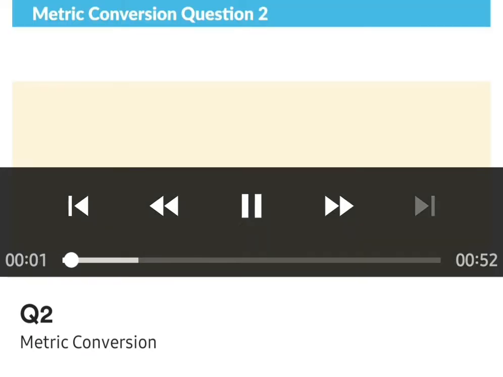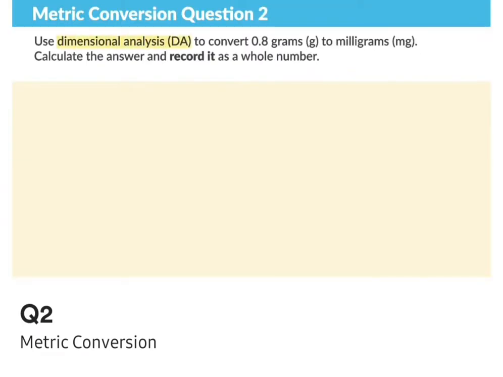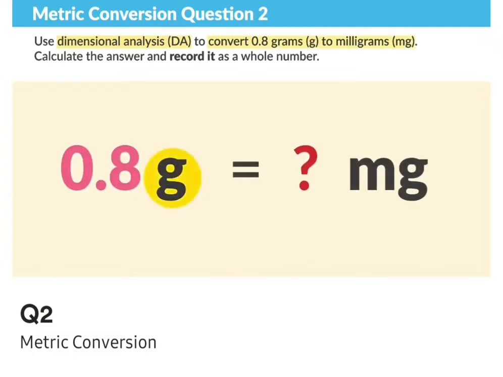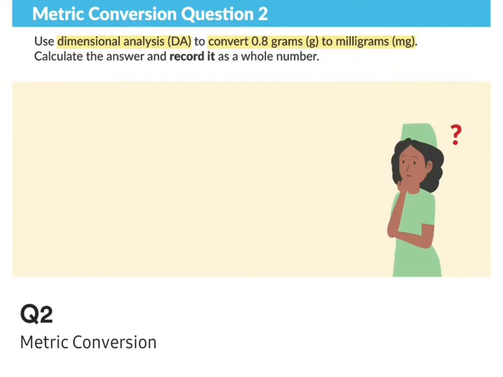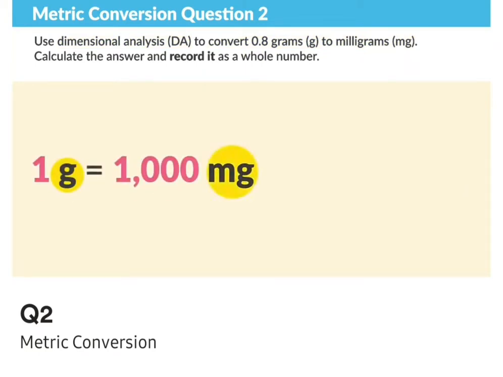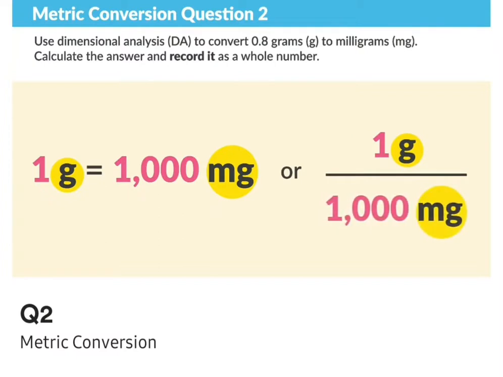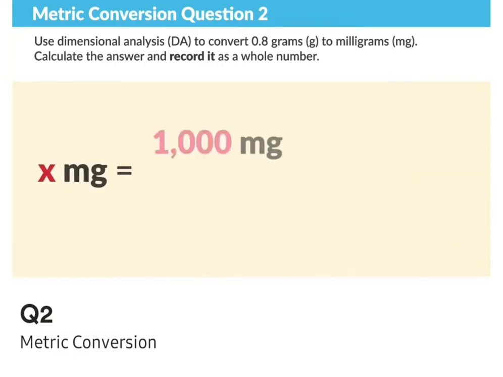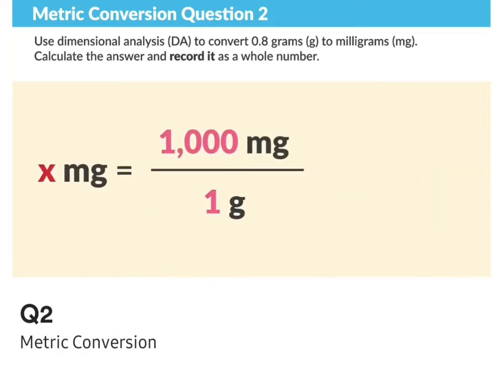Now question number 2. Use dimensional analysis to convert 0.8 grams to milligrams, that is, mg. Calculate the answer and record it as a whole number. So first things first, set up your formula. We know that 1 gram equals 1,000 milligrams, or 1 gram over 1,000 milligrams. And what are we calculating for? Well, we're calculating for X milligrams. So setting this up, 1,000 milligrams over 1 gram, and on the other side, we have 0.8 grams.